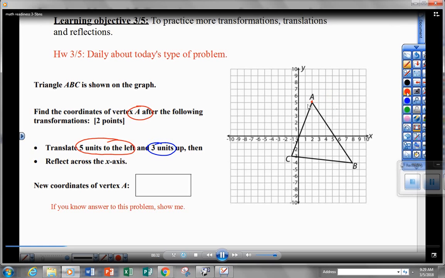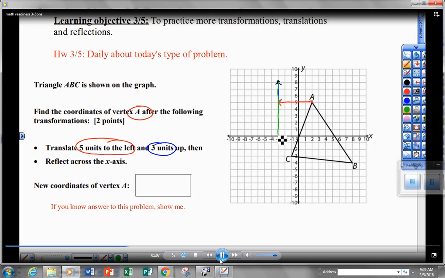So I'm going to start at that point, and I'm going to move 5 boxes to the left. 1, 2, 3, 4, 5. From there, I'm going to move 3 up. 1, 2, 3. And then I'm going to take that point and I'm going to reflect it straight across at a 90-degree angle, straight across over this line of reflection, the x-axis, the side-to-side axis. So when I reflect that, I hit that reflection line at a straight angle, 90-degree angle, straight across.